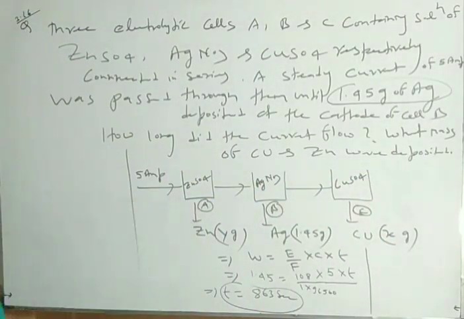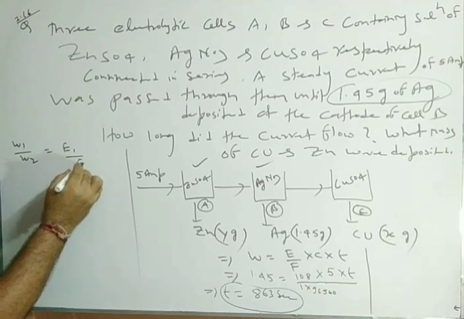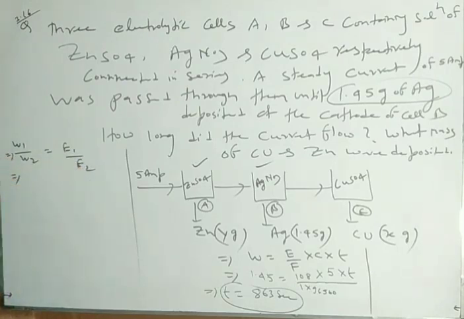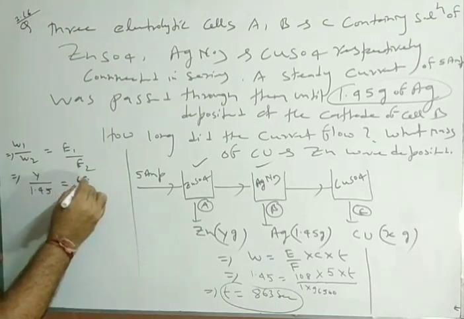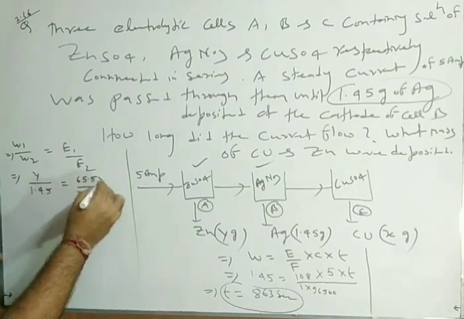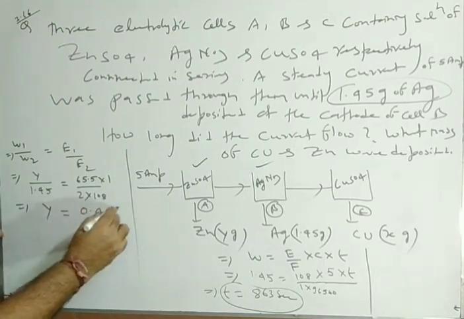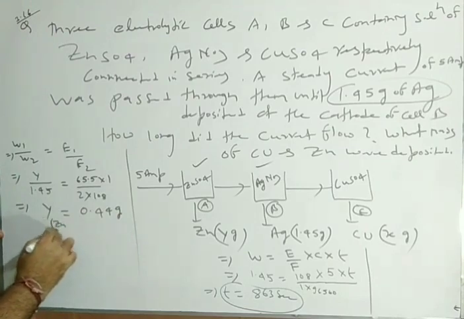From cell A and B, we can write W1 by W2 is equal to E1 by E2. Weight of zinc Y, weight of silver 1.45, equivalent weight of zinc 65.5 by 2, and E2 is 108 by 1. By solving, we get the value of Y, that is 0.44 grams. That is the weight of zinc.